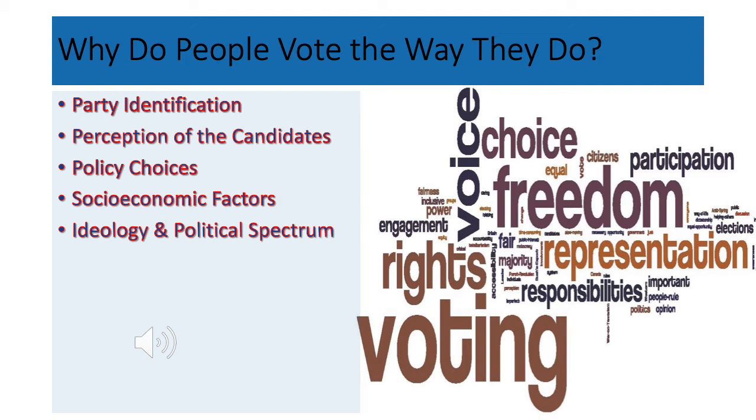So the first thing we'll talk about is party identification. If you're taking good Cornell notes, you'd put party identification on the side there on the left, leave your space, lots of space on the right for our notes in the upcoming slides. The second topic we'll talk about is perception of the candidates, policy choices, socioeconomic factors, ideological and political spectrum. All of these points are aspects that determine why people vote the way they do.